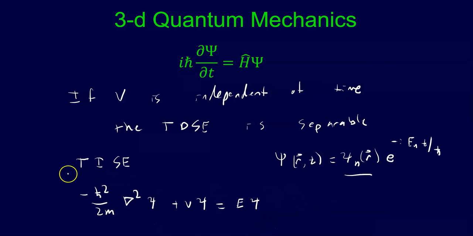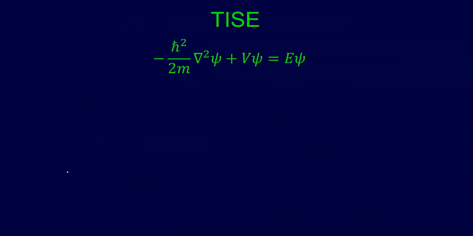And so the time-independent Schrodinger equation is going to be key for us. So here it is. And we're going to find, just like before, that we're going to be able to write any solution as a sum, a linear combination with Cn coefficients of these separable solutions.